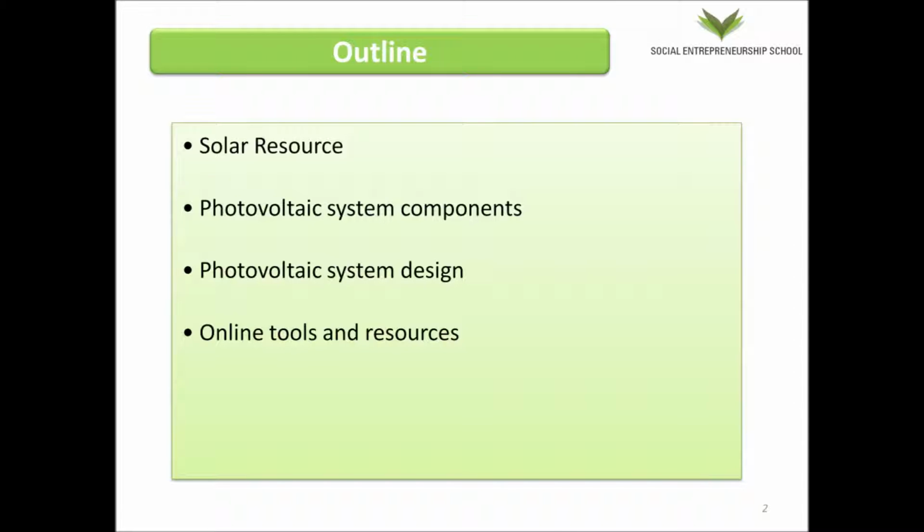The course outline will cover, at the beginning, aspects of the solar resource to understand where the solar energy comes from, the dimensions, parameters, etc. Then we're going to follow up with basic photovoltaic system componentry, the major components and selection criteria, photovoltaic system design in order to be able to size these systems, and in the end, various online tools and resources that will help you along the way in order to size systems adequately.